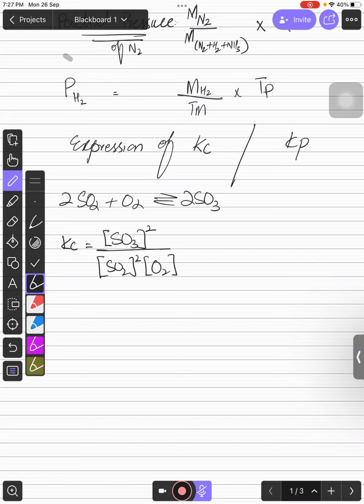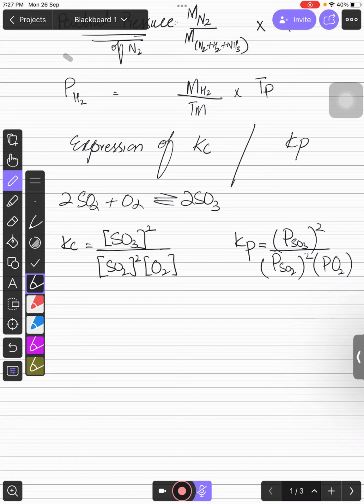Or you can say that stoichiometric number. This is what the Kc expression means. And if you want to write the expression for Kp, it is the same. You need to write the pressure of SO3 with the power of its stoichiometric number, and the pressure of SO2 with the power of its stoichiometric number, and the pressure of oxygen, like this.